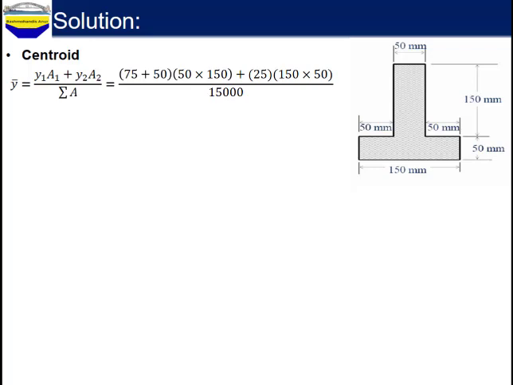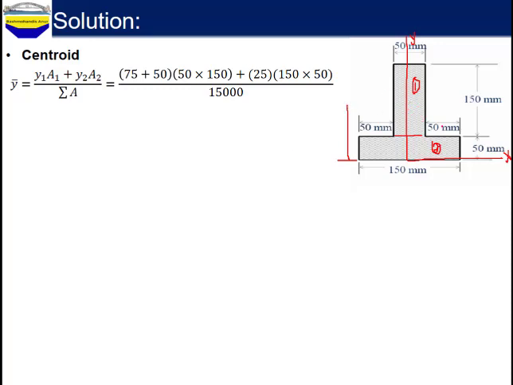Okay, the next property of the cross section is to calculate the centroid. Okay, first let us calculate Y bar. Before that, let me draw my axis. This is my axis, this is X, and this is Y. Okay, this is area 1, shape 1, this is shape 2. Y bar equals Y1 times A1 plus Y2 times A2 divided by the summation of area. Okay, what is Y1? Y1 is the distance from the base of the X-axis up to the center of shape 1.